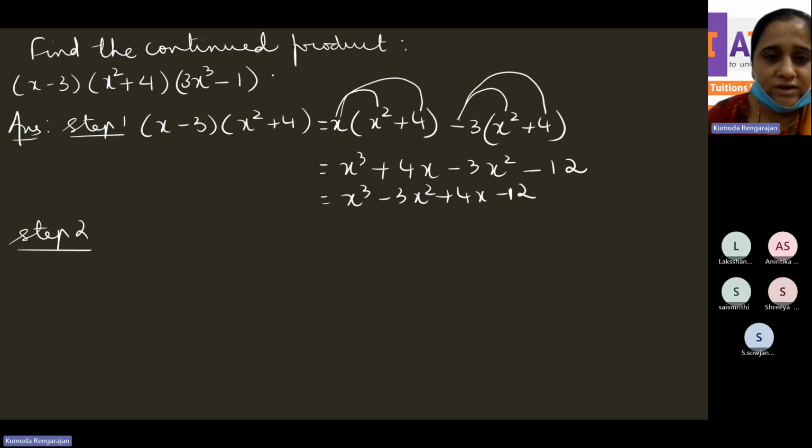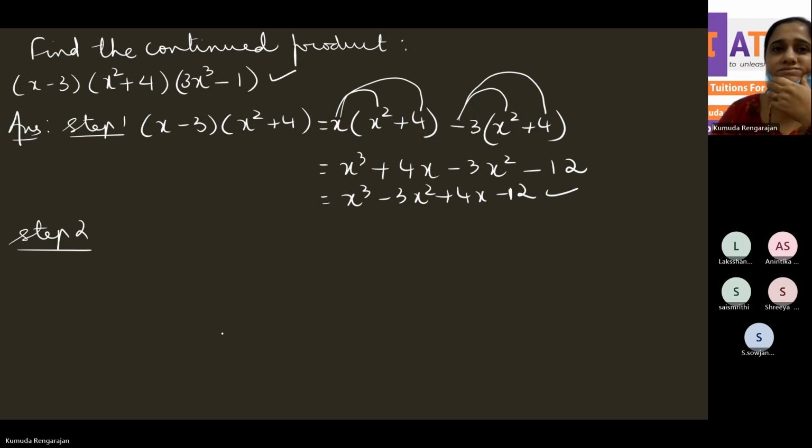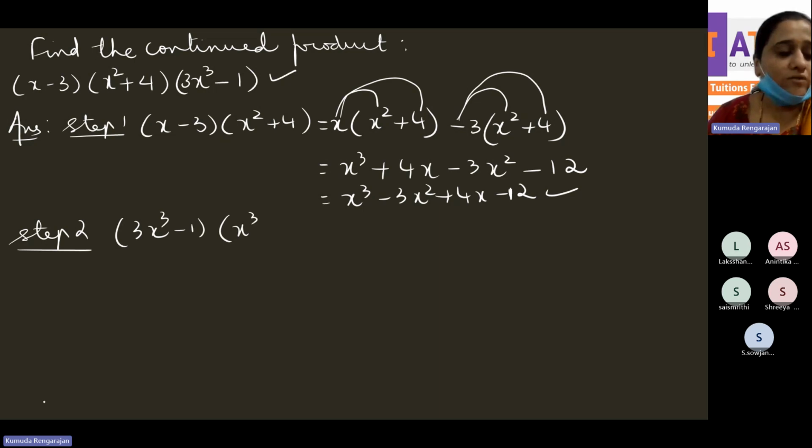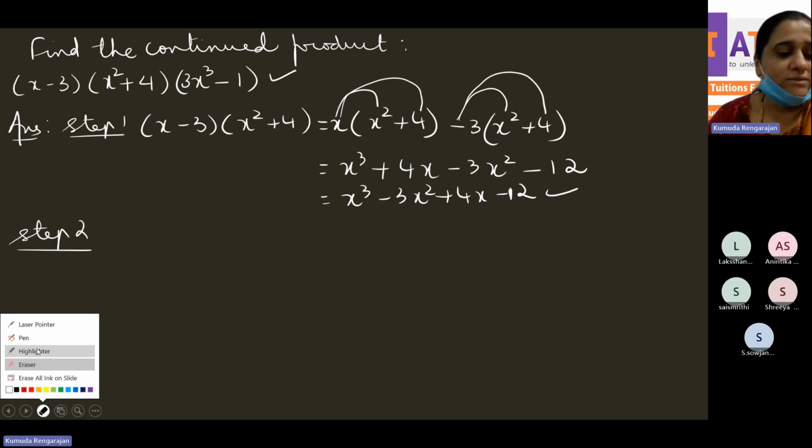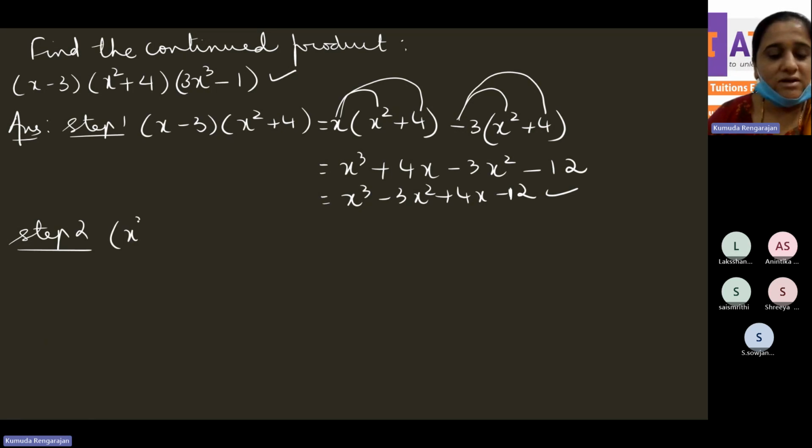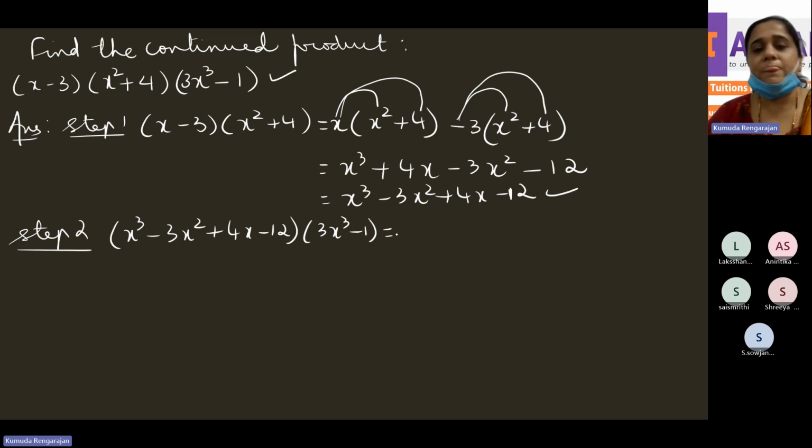You can write this one first or this one, children. Anything first. Which one do you want me to write first? All right. So say 3x cubed minus 1 into x cubed, or if you feel, one second, the product into the third term, then you have to write it like this: x cubed minus 3x squared plus 4x minus 12 multiplied with the third term, 3x cubed minus 1.